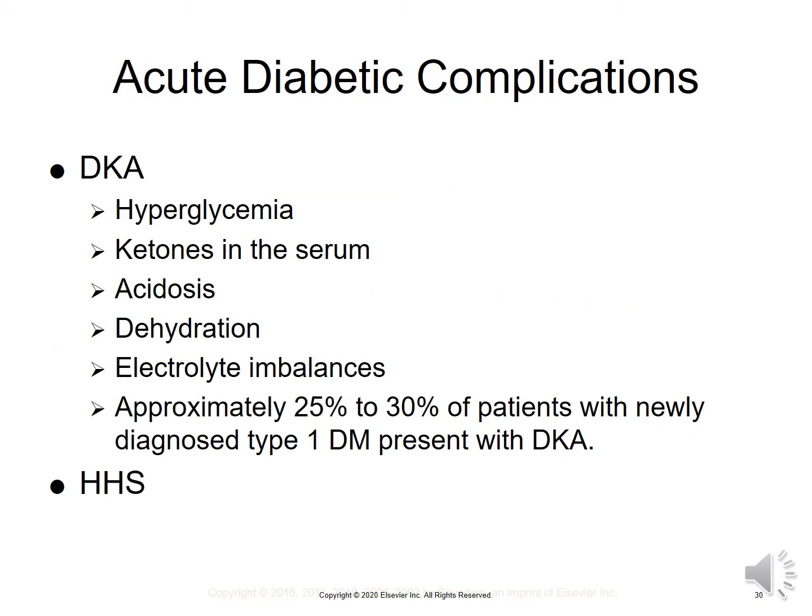Okay, so with DKA: hyperglycemia, ketones in the serum, acidosis, dehydration, electrolyte imbalance, okay? With HHS, there's more extreme dehydration and confusion. It's usually diagnosed by blood tests that show very high levels of glucose in very concentrated blood. So treatment is going to be IV fluids and insulin. And complications can include a coma, seizures, and even death.